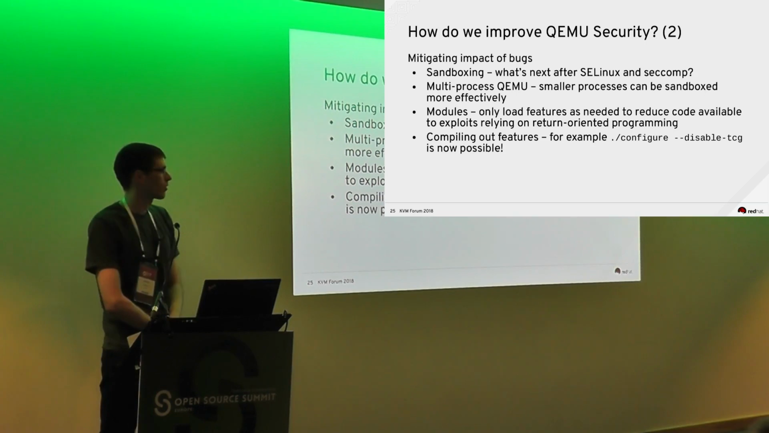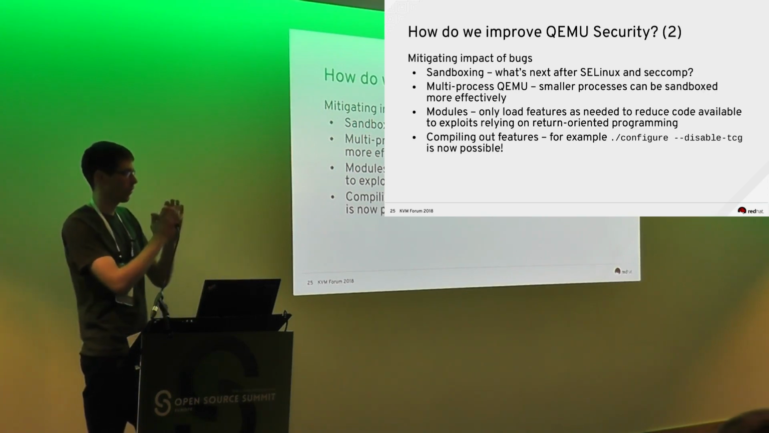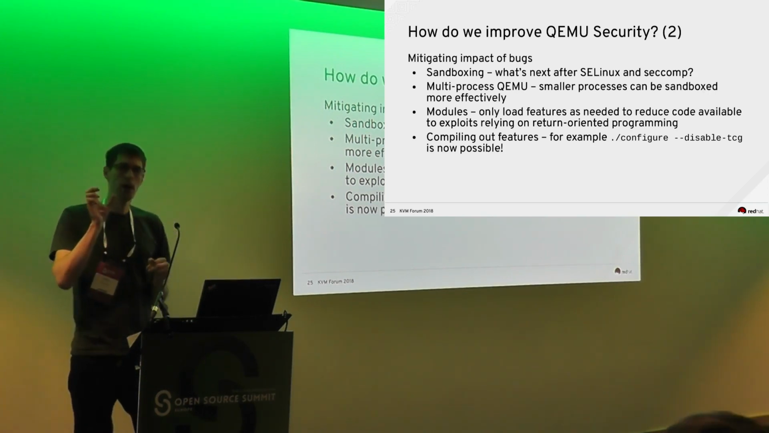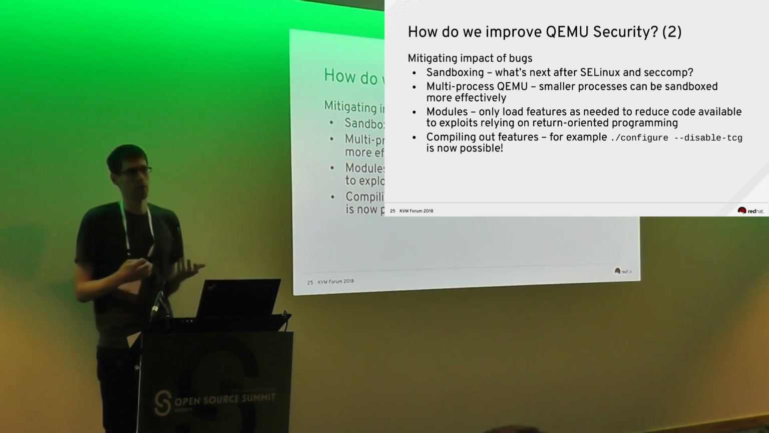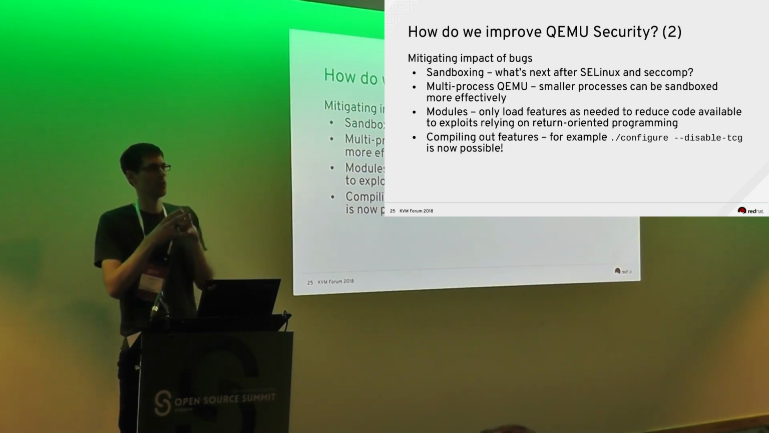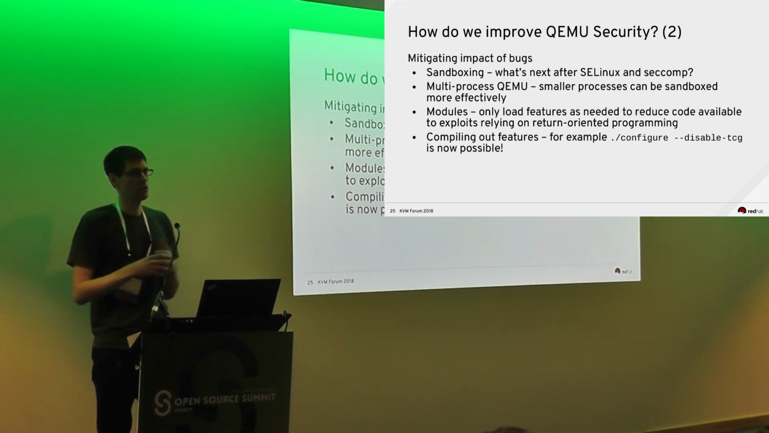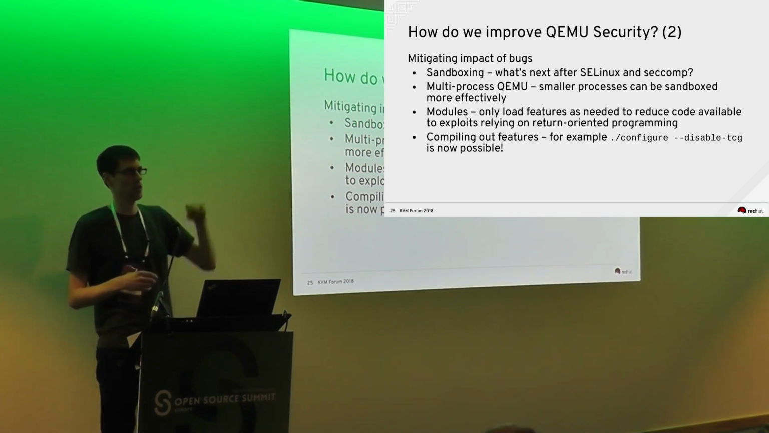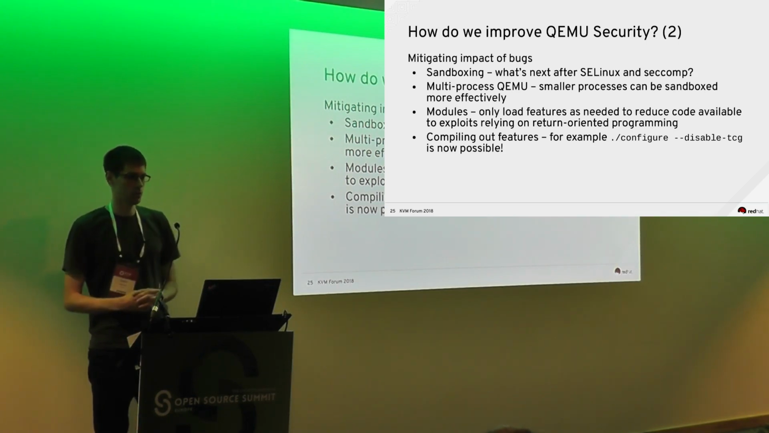We also have modules. Modular QEMU is something we've had for a couple of years now. It's not widely used yet, but the idea is when you build QEMU, you have a core QEMU binary, and then you have shared libraries for features, and they get loaded at runtime. For security, the good thing about this is that if your process is compromised, the code footprint is smaller. And so it makes it harder to write certain types of exploits that reuse pieces of code that are already in memory. So by reducing the footprint, we make it a bit harder to exploit QEMU.